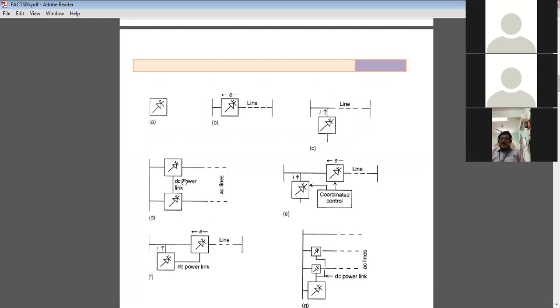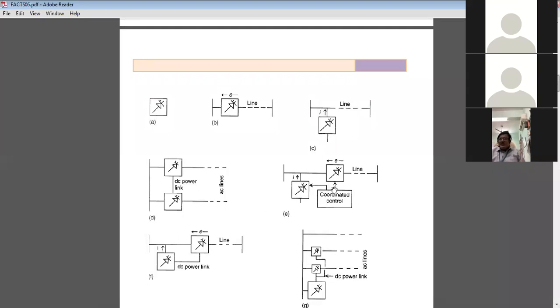And in this one you can observe that the DC power link is common, then that is called unified control. Even in this diagram, the DC power link is common, so it is called a unified controller. This is the unified power flow controller. This is the interline power flow controller. Series, combined series, and combined series-shunt you will have.